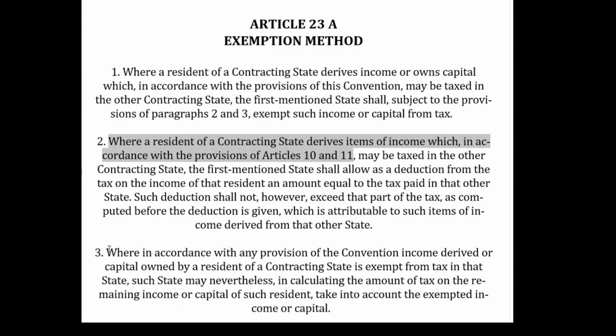The next exception or clause might be paragraph 3, and in paragraph 3 we see where, in accordance with any provision of the Convention, income derived from a resident of Germany is exempt from tax. Then in calculation the income, the proviso safeguarding progression may be applied nevertheless.